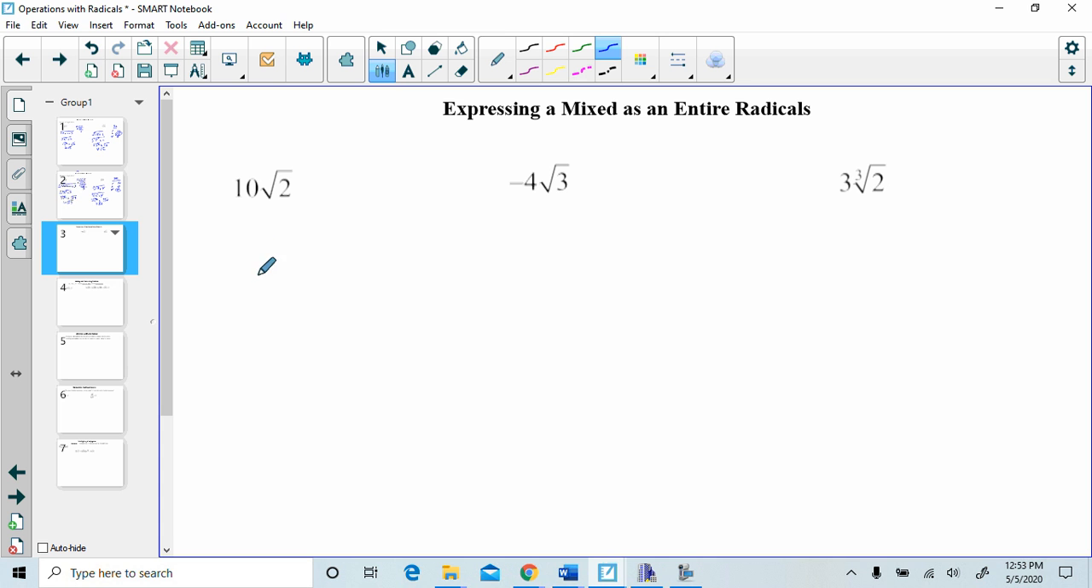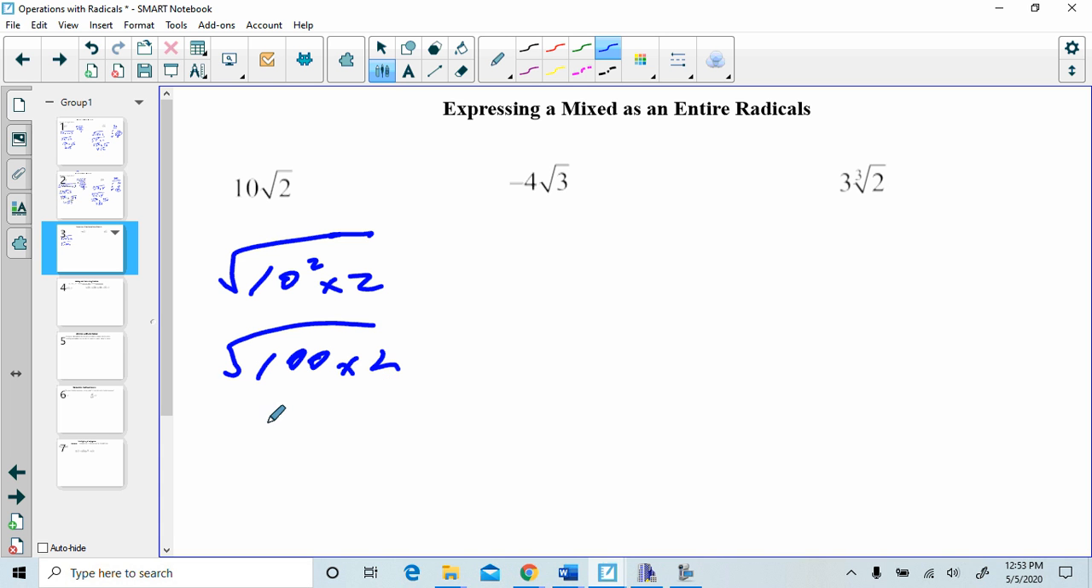Okay, so this technically would have looked like 10 squared times 2. We'll just condense the work a little bit there. So that's going to be your 100 times 2. So then your radical would have looked like that, root 200.